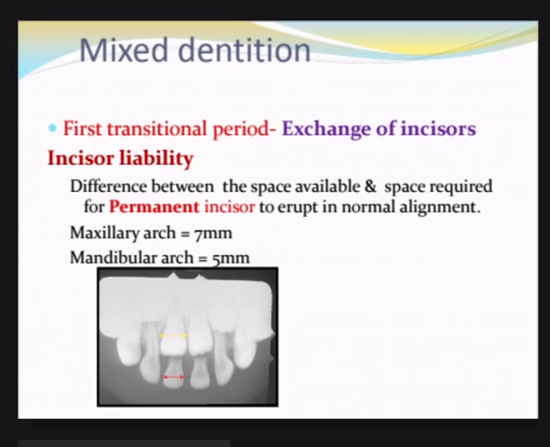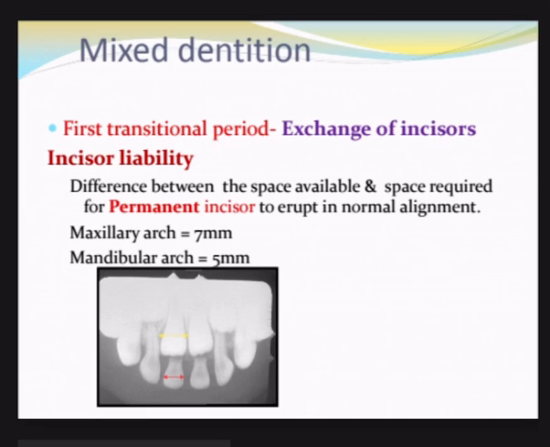So where will this space come from? Here we utilize physiological spacing, not the primate spacing. The space seen between your primary incisors and all the other spaces are called physiological spacing. Primate spaces are only seen mesial to the maxillary canine and distal to the mandibular canine. All the other spaces are called physiological spacing, and for accommodating the incisors, we utilize the physiological spacing. Okay, is it clear, guys?